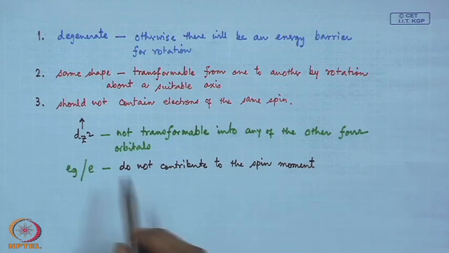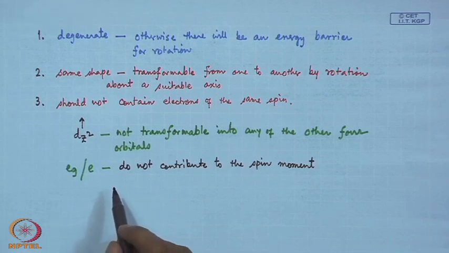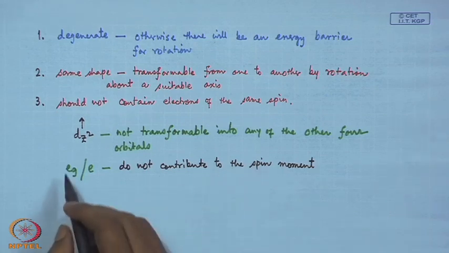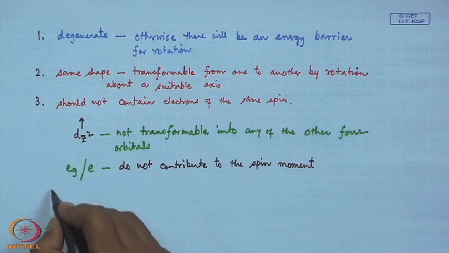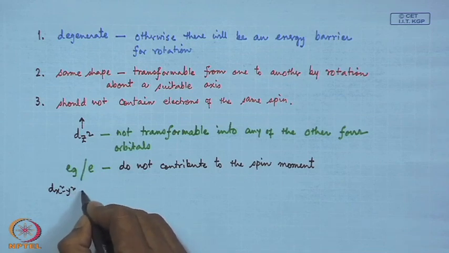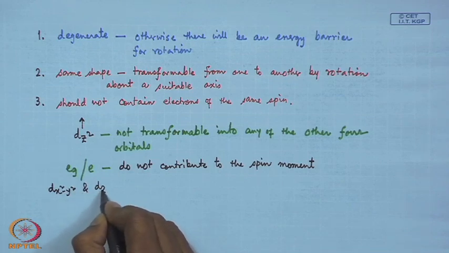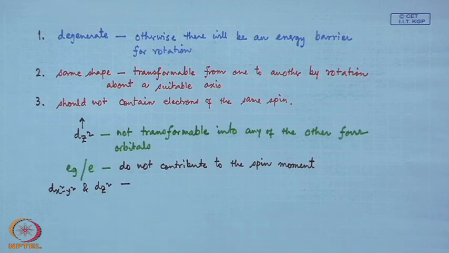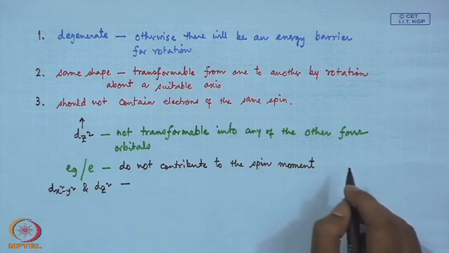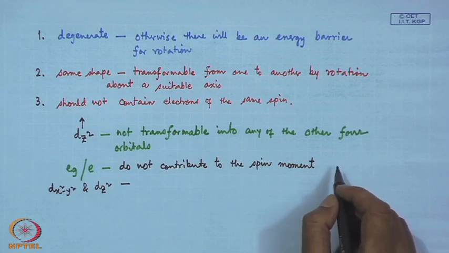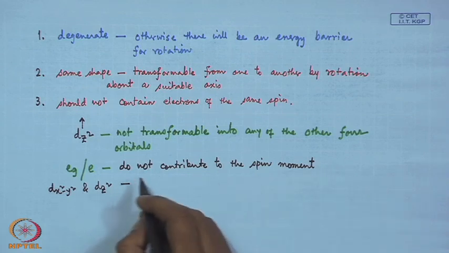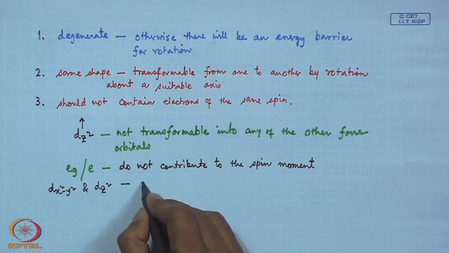So we will have some situation where these electrons are there, but they will definitely not contribute to the corresponding spin moment. So these two, therefore, the dx square minus y square and dz square, which are the EG set or the E set, we cannot interconvert. Therefore, these two will not contribute any magnetic moment contribution with respect to the mu L values. So, they constitute basically a non-magnetic doublet.